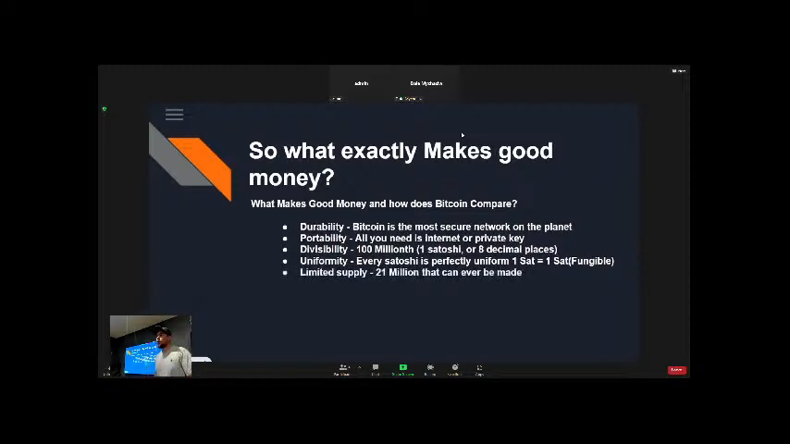Limited supply, so again, talking about inflation and stuff like that, there's only 21 million that can ever be made. So it's got a very limited supply, and that also increases in difficulty to get that supply as time goes on.